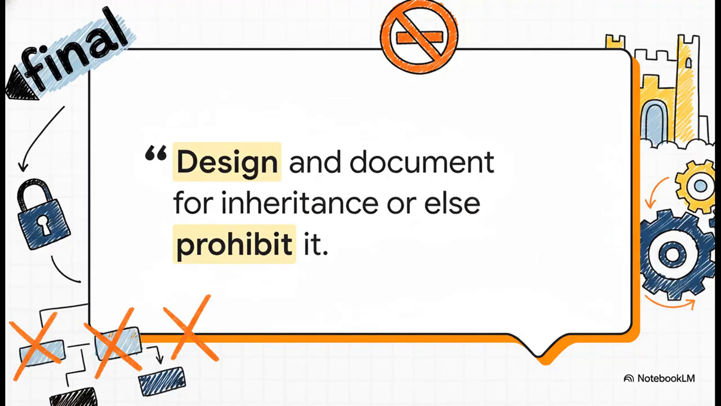You know, there's this fantastic guideline from the book Effective Java that just nails it. It basically says, design and document for inheritance, or else prohibit it. Think about that. You either go all in, carefully design your class so it can be safely extended, or you just shut the door completely with final. There's no in between. And this is smart because it stops people from creating these fragile subclasses that shatter the moment you change something in the base class.